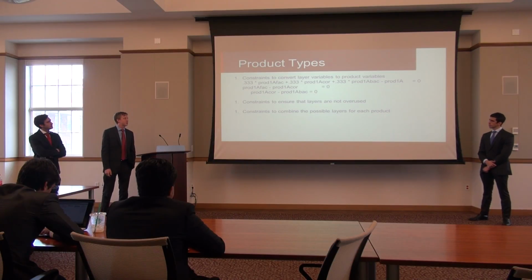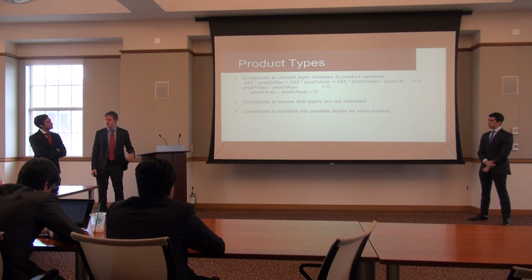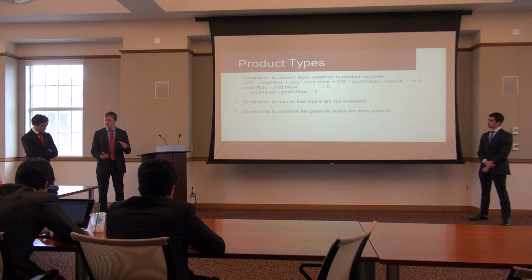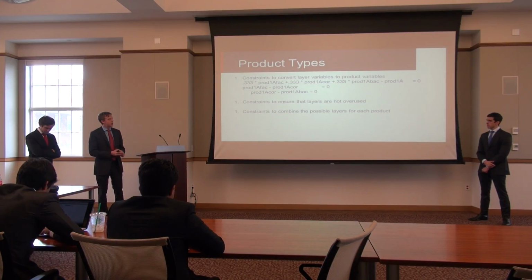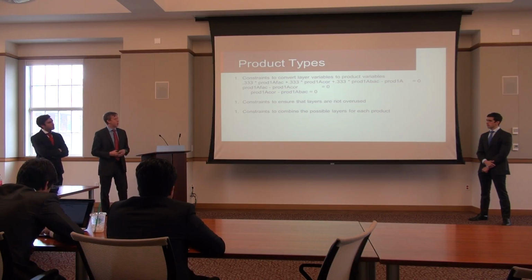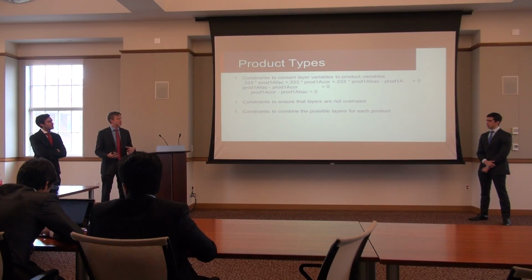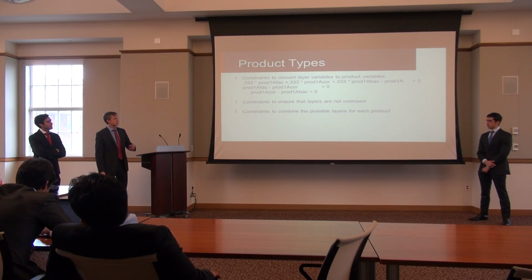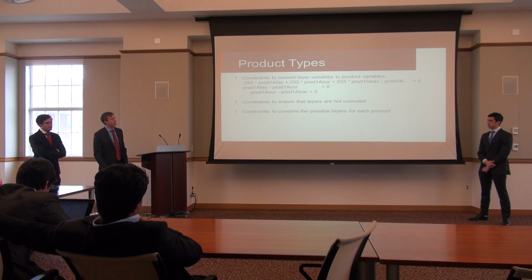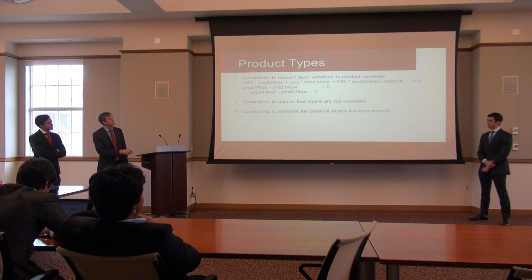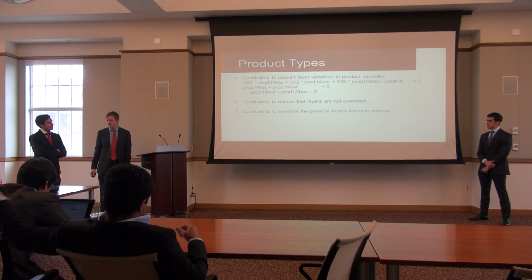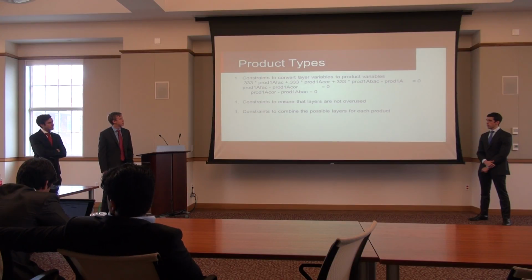The product types were difficult because we had to break them down into the different layers and then place them back together into one final product variable. Starting off, we had constraints to convert the layers into that product variable. As you can see here, this essentially ensures that if you're going to make a product 1A, it has a piece of each of the veneer that it needs.